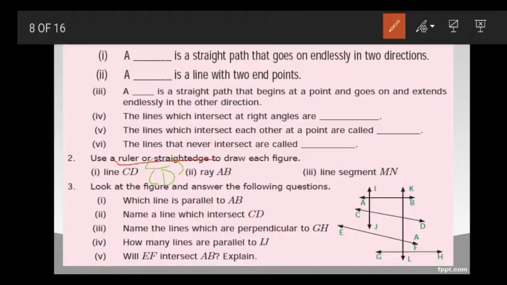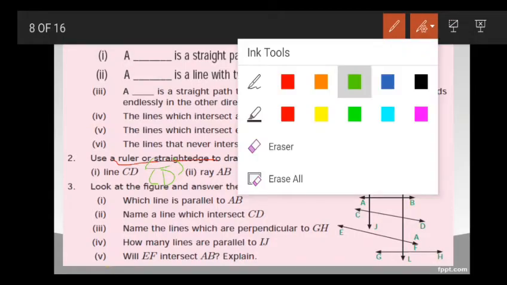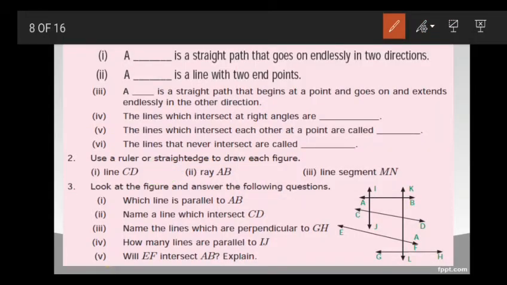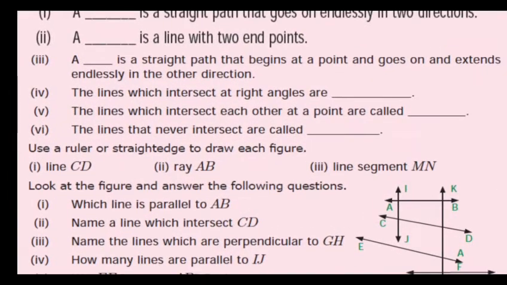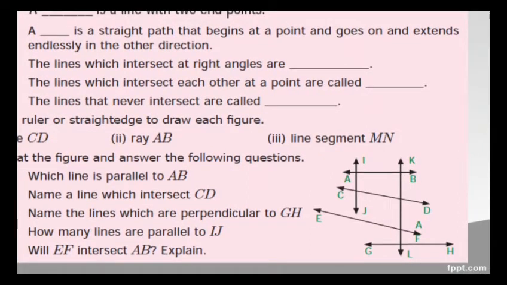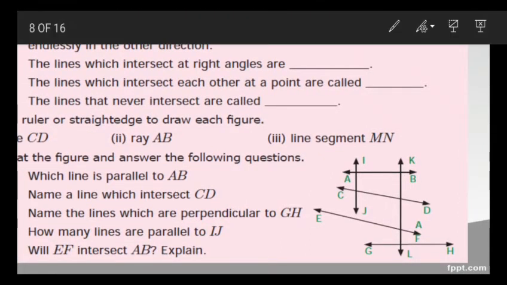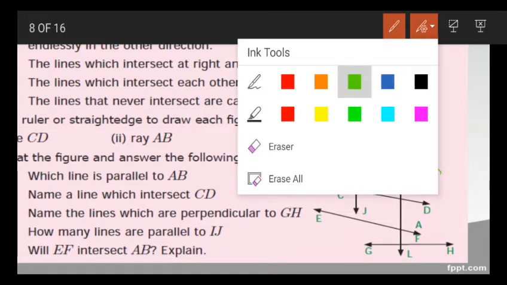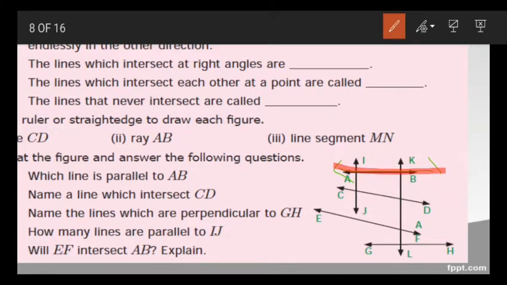Then see third one. Look at the figure and answer the following question. You have to carefully look at the figure here and answer the question. Which line is parallel to AB? Where is AB? This is AB. Wait, I'll take another color. This is AB.